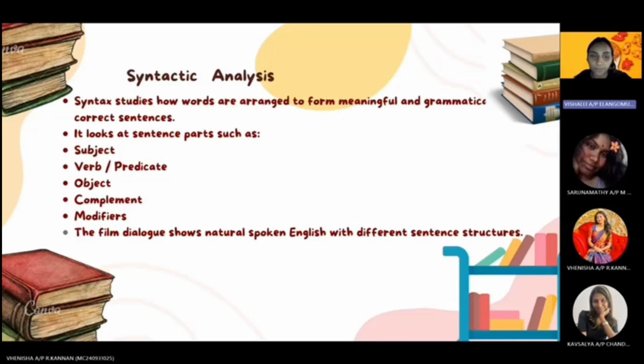more specific. In the film dialogue, we can see natural spoken English, where different sentence structures are used in daily conversation. So syntactic analysis helps us understand how sentences are formed and how meaning is created. Next.